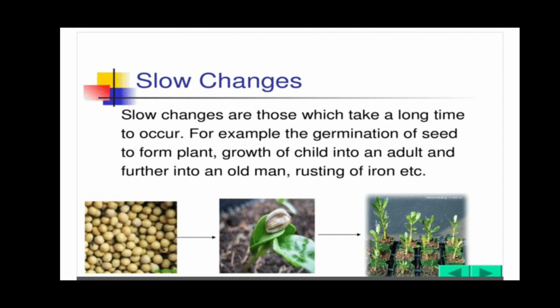Now, what is a slow change? Slow change are those changes which takes a long time to occur, means which took longer duration of time to occur. For example, the germination of the seed to form a plant, growth of a child into an adult, and further into an old man, and the rusting of iron. These are the certain examples of slow changes.